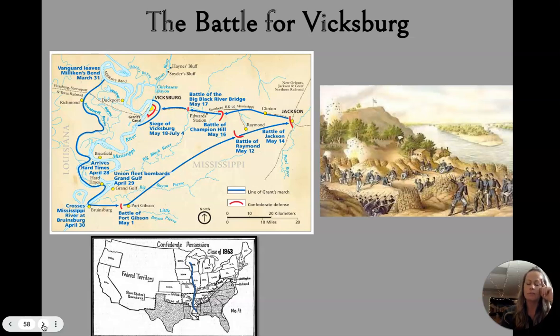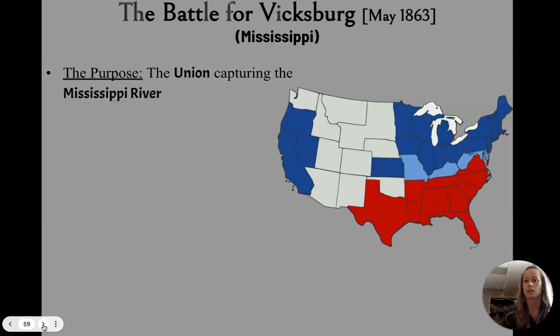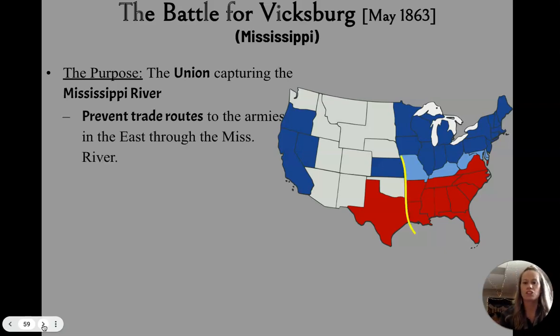Remember, go back in your mind, the Union's strategy was to blockade all the southern ports and then to capture the Mississippi River to cut the Confederacy in half. And so that's what the Battle of Vicksburg is all about. The Battle of Vicksburg happens in Mississippi. You will need to know where that is. And that's the purpose, is to capture the Mississippi River. Right there, there's our Mississippi.